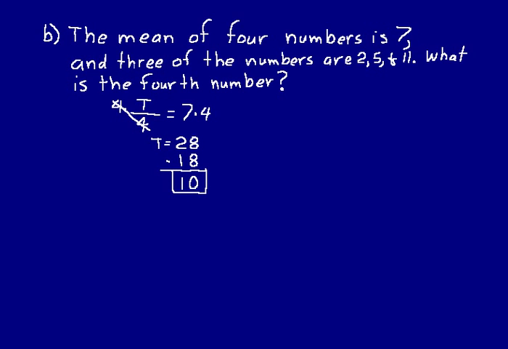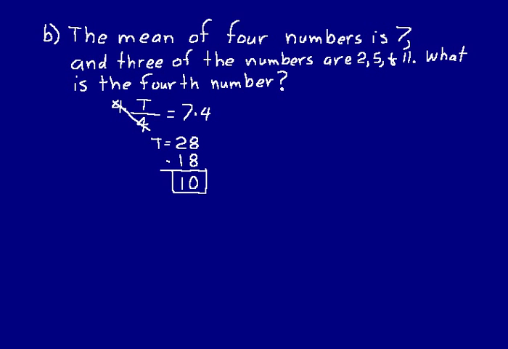So a problem like that is a little bit tricky, but you just have to think about what you know. You know how to calculate the mean. The mean is just adding up all the numbers' values, dividing by how many numbers there are, and that gives you the average. In this case, we knew what the average was. We knew we had 4 numbers. We didn't know what the total was. So we just did 7 times 4 is 28 to get the total, then subtracted out the other 3 numbers to get that 4th unknown number.